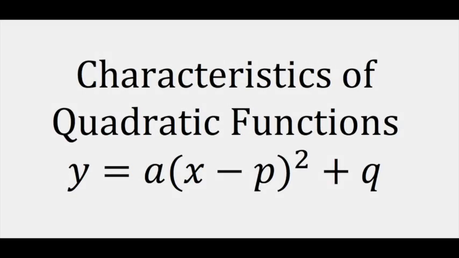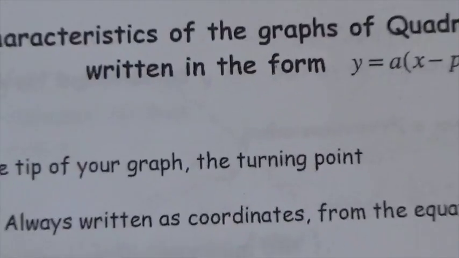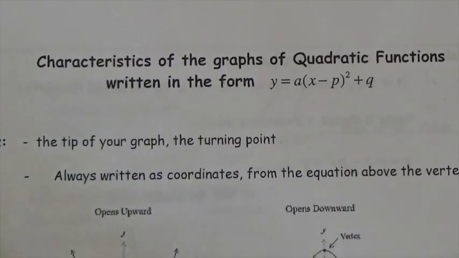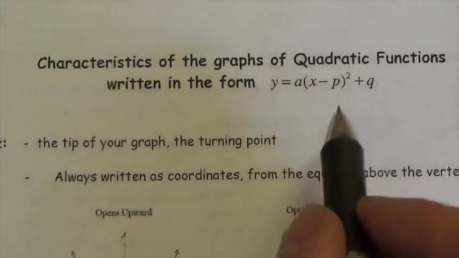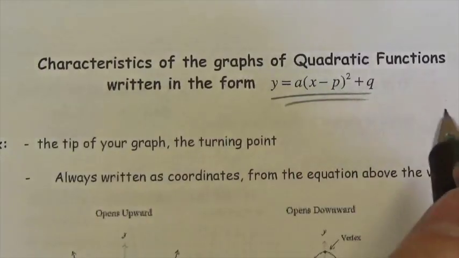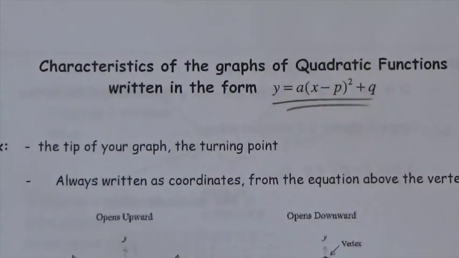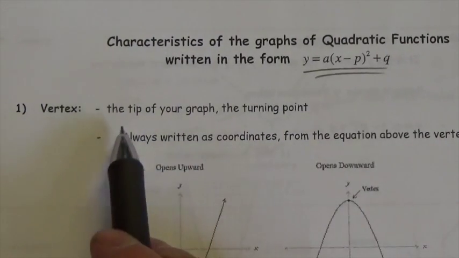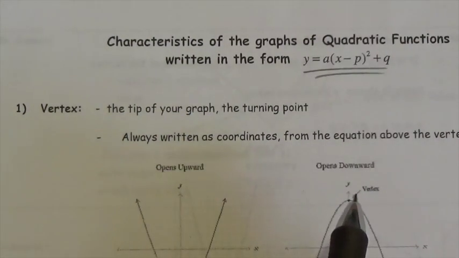All right. Now we're going to discover the characteristics of the quadratic functions that we can glean out of the equation once it's written in vertex form. Zoom up just a little bit here. So now we're going to take a look at the characteristics of the graphs of the quadratic functions, and we're going to focus specifically on the vertex form. So, first of all, the vertex is the tip of your graph. It's the turning point.